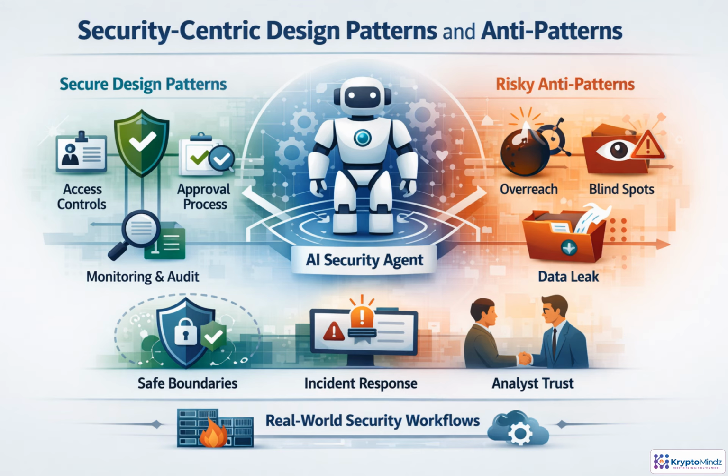Agentic security is powerful when autonomy is paired with control. In this topic, we'll examine the patterns that make AI agents useful, observable, and bounded, and the anti-patterns that lead to overreach, blind spots, data leaks, or lost trust.